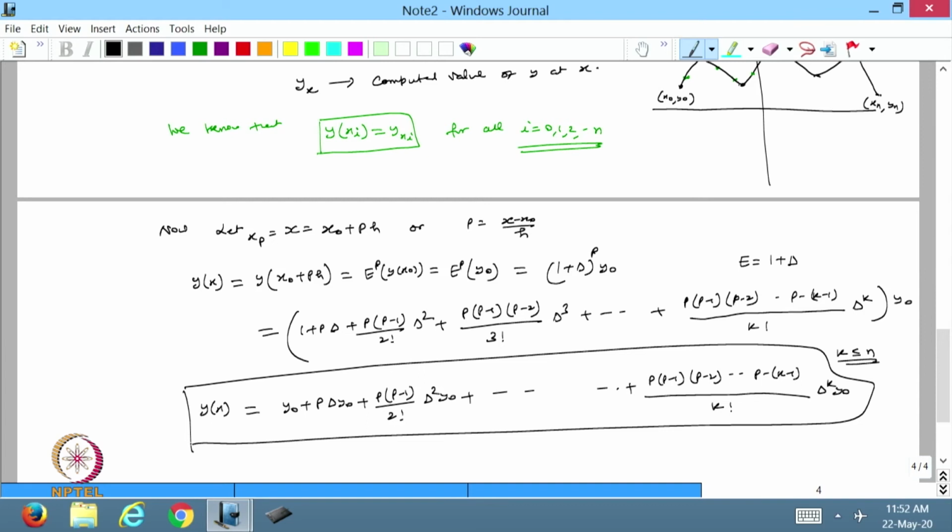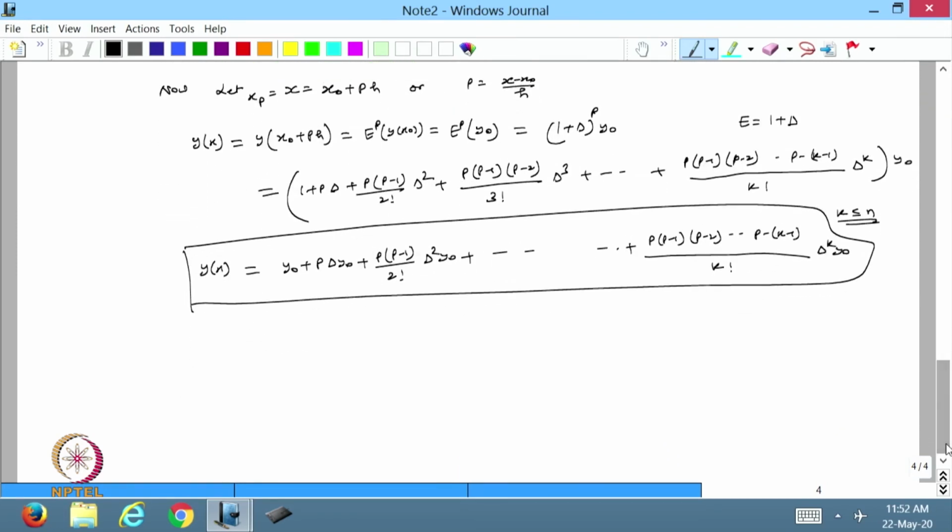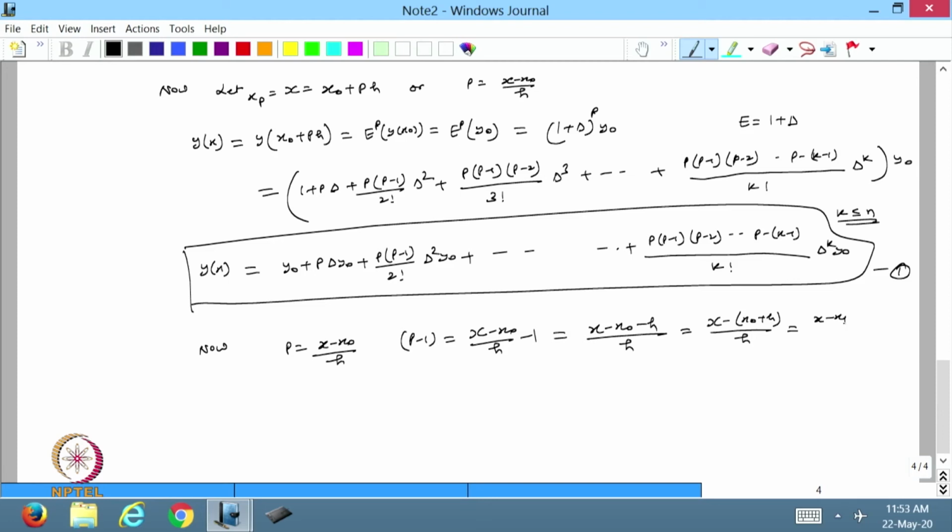Now, the problem is that on the left side I have y at x, and on the right hand side I have all the terms in terms of p. So, that we can convert back into the x form. Now, from here, so this is my equation 1. p can be written as p is equal to (x minus x naught) by h. So, p minus 1 can be written as (x minus x naught) by h minus 1. So, this is (x minus x naught minus h) by h, and that can be written as (x minus x naught plus h) by h, and this is (x minus x 1) by h.